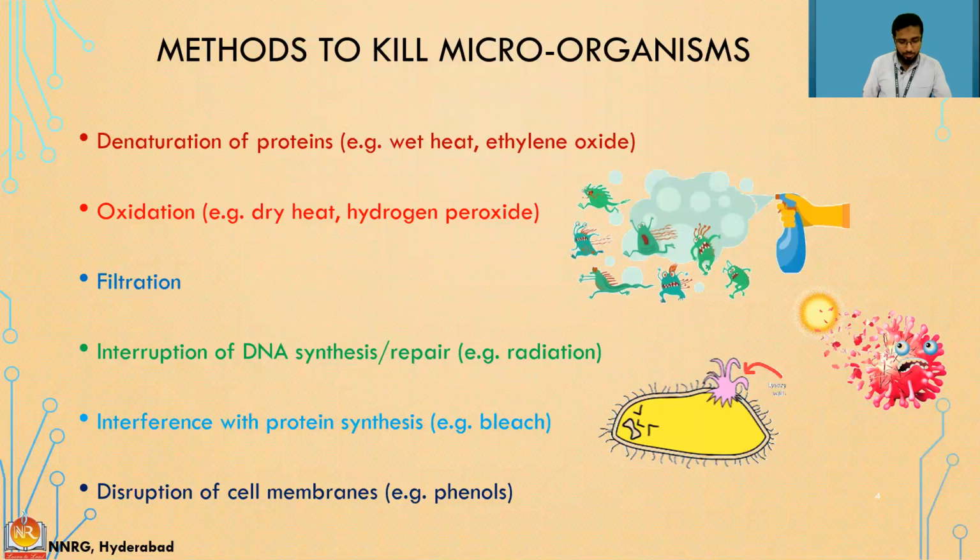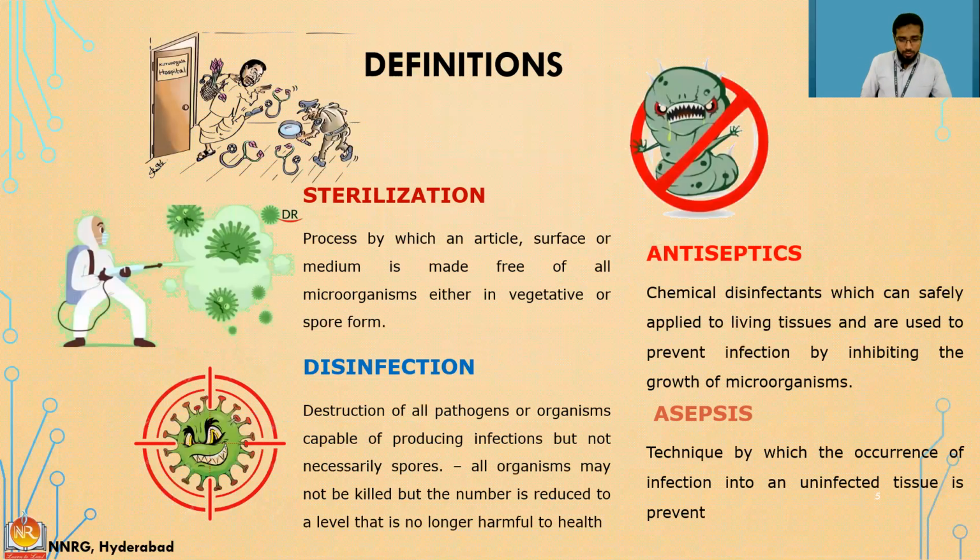And last is disruption of cell membranes. So basically alcohols are used to disrupt the cell. When the cell membrane itself is disturbed, it gets broken. As a result, the internal components get leaked out. So let us move on to understand the definitions of sterilization methods.